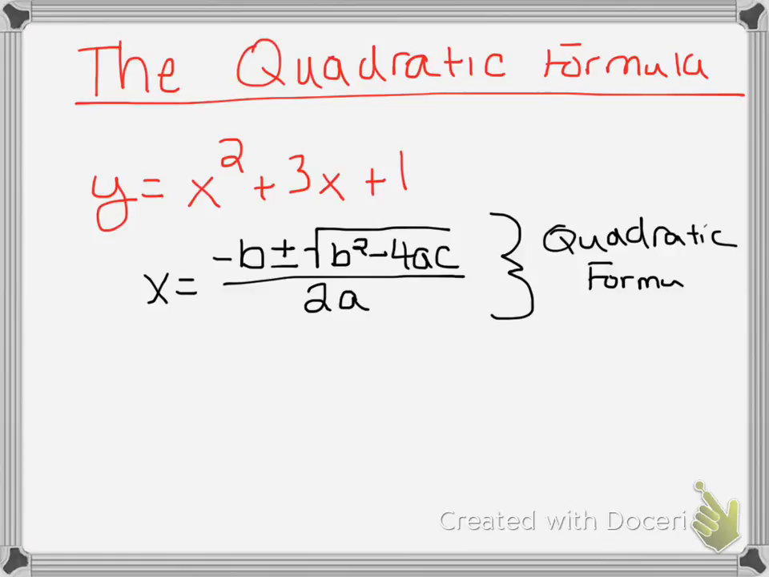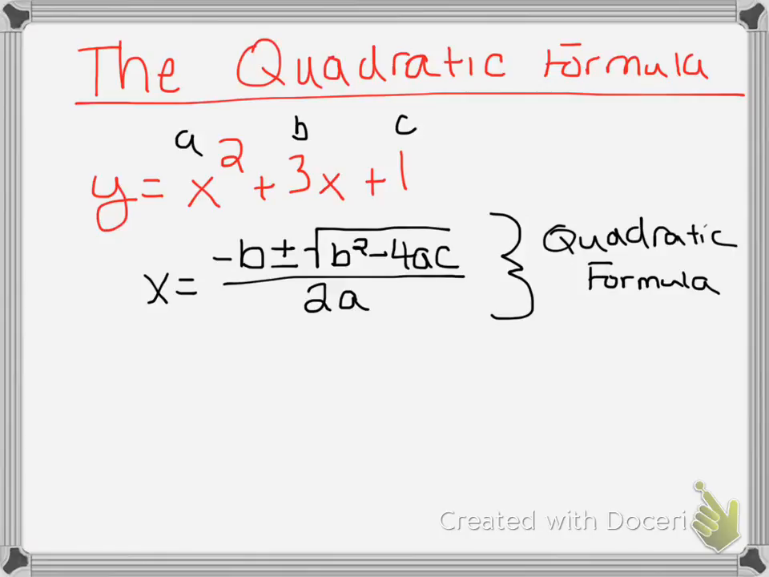You'll notice that it's a whole lot of a's and b's, and you should know at this point where all of those a's and b's come from. Our a is the coefficient of the x squared. Our b is the coefficient of the x. And c is the constant term at the end.